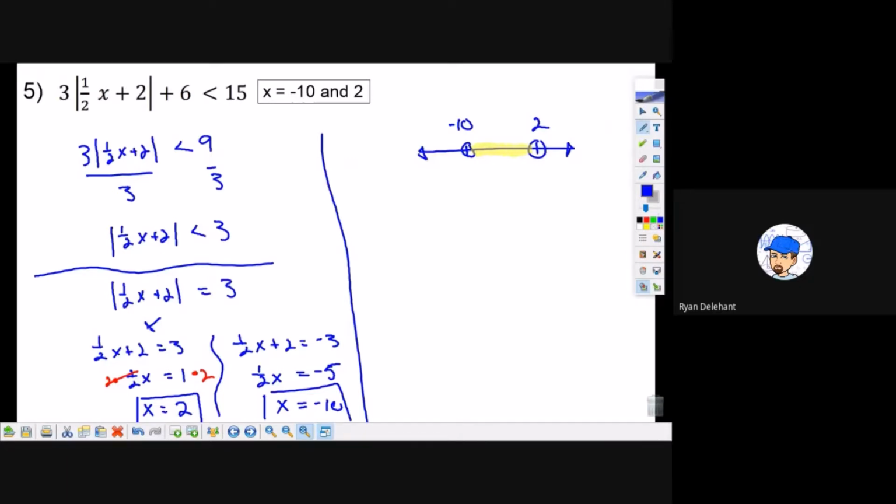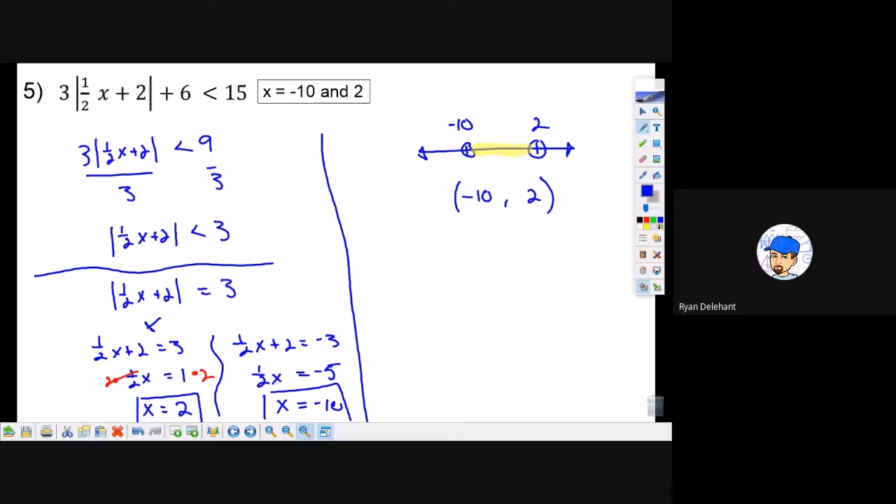This one's a little easier because there's only one interval notation. We've got -10 to 2. Now, we didn't talk about it. Let's talk about it. Do we include the endpoints this time? Is there a little bar underneath that? Nope. So the endpoints are still open, so they're still not included. So there's our interval notation.